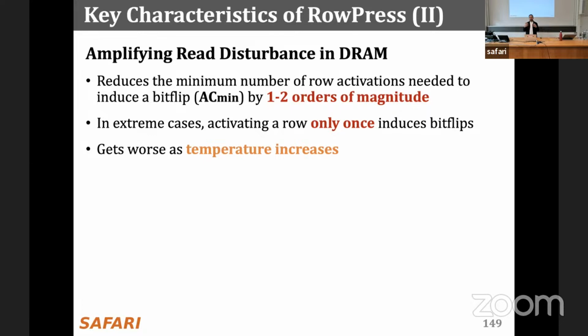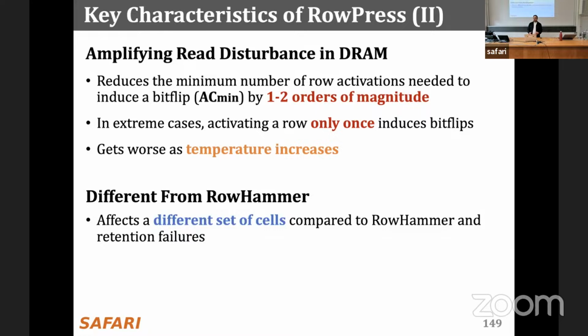In RowHammer, we had a bounded temperature range, right? Here, with increased temperature, it gets worse. So it has a different behavior with temperature. And we observe that it's actually different than RowHammer because of this phenomenon, and also because of some other behaviors that Hasan will talk in detail about.